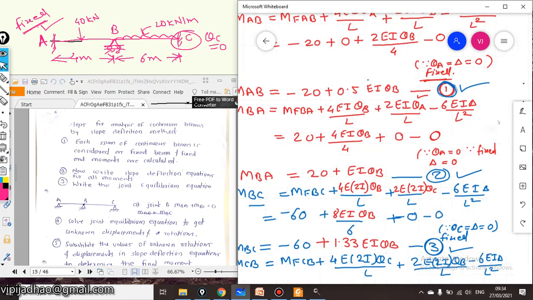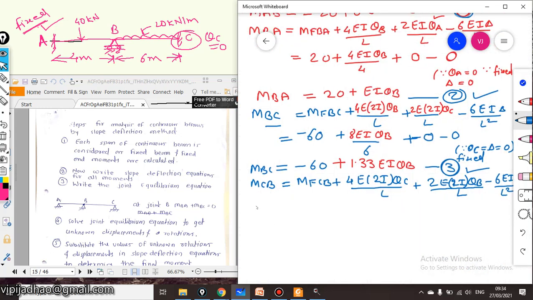Just put this value in this particular equation. So MCB will be equal to 60 plus theta c, which will be 0 because our support C is a fixed support, so this term becomes 0, plus 4EI theta b divided by 6, and minus 0 because this term 60EI delta upon L square is 0, since theta c is equal to delta is equal to 0.